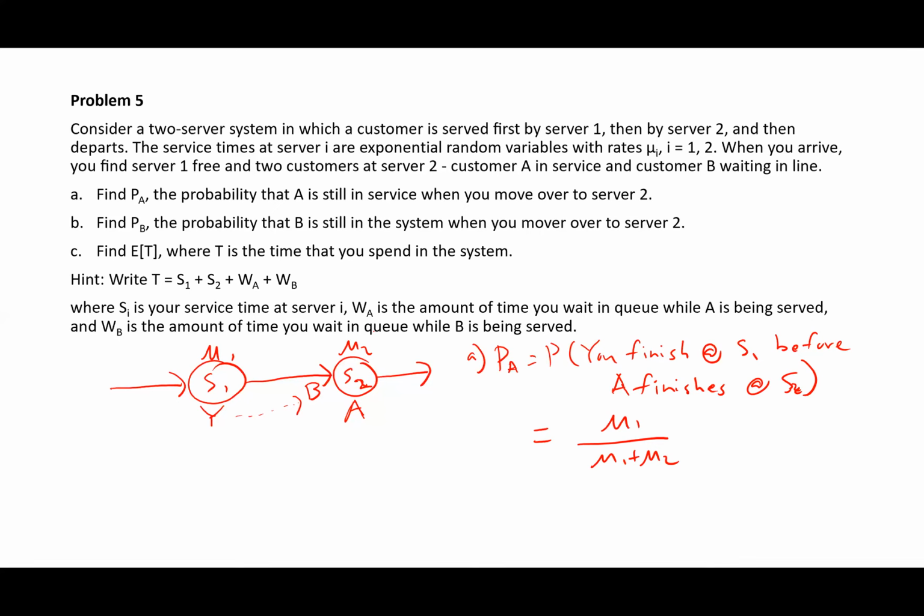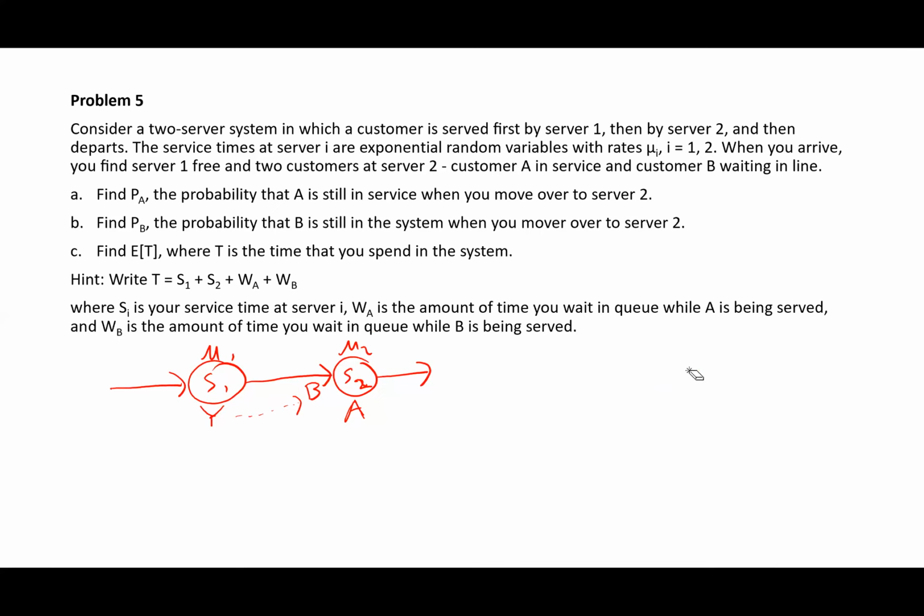Okay. Part B is a little bit more complicated. Part B states that it's the probability that B is still in the system when you move over to server 2. Okay, so you can actually break this down into 2 parts here. So let me first erase part A, so we don't have a lot of space in this problem. Okay. So in part B, I want to know the probability that I'm going to be waiting for B when I'm done with server 1 and walk over.